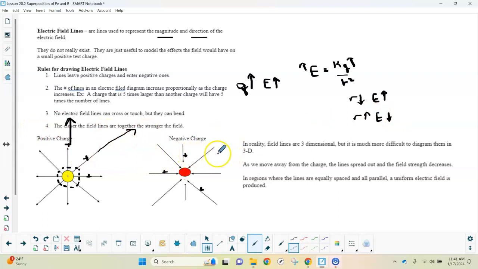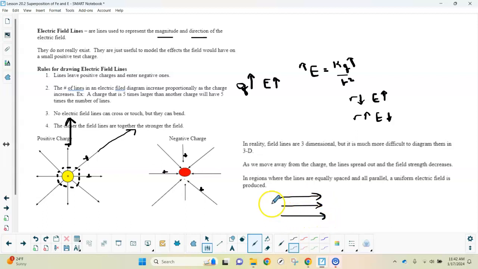Another thing that I just want to mention is in reality, field lines go in all dimensions. So this is 2-dimensional. It's going x and y, but it also comes out of the board, but I can't diagram that very well. And again, as we move apart or spread out, the field lines spread apart and the strength decreases.